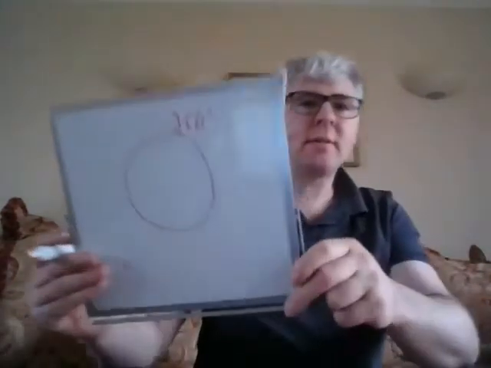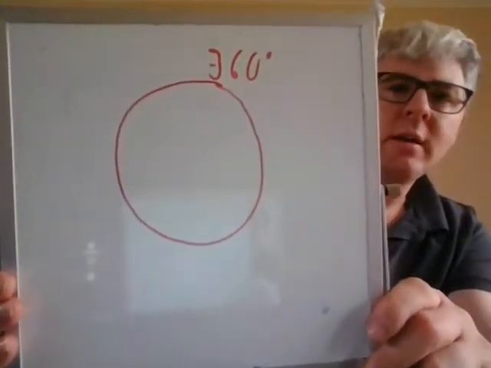There are 360 degrees in one complete rotation. That's right. So there are 360 degrees in one complete rotation, 180 degrees in half a rotation, and 90 degrees in a quarter rotation. I just want to show you that. That's the 360 degrees there.